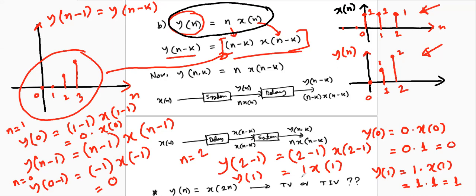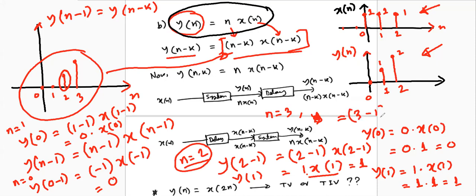At location 1, it will have 1 into x[n]. So at the location n equals 2, what is the value? This equals 1. So at n equals 2, the output value is 1. Similarly, for n equals 3, we have 3 minus 1 multiplied with x[3 minus 1]. That gives 2 into x[2], and you know that x[2] is 1. So 2 into 1 gives the value 2. So in this case, we've got 1 and 2.